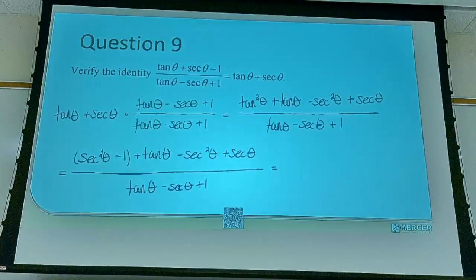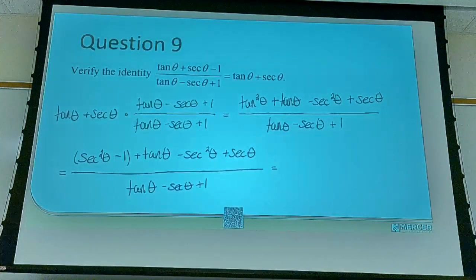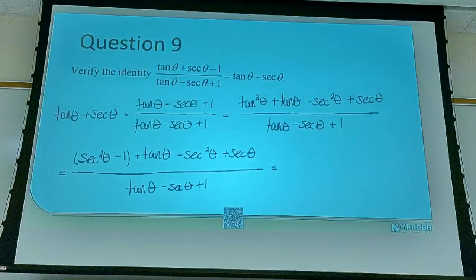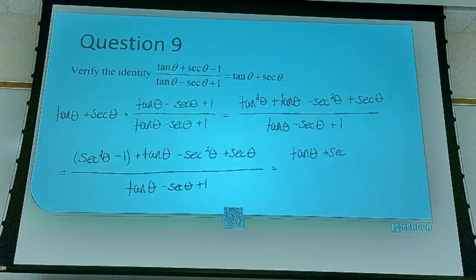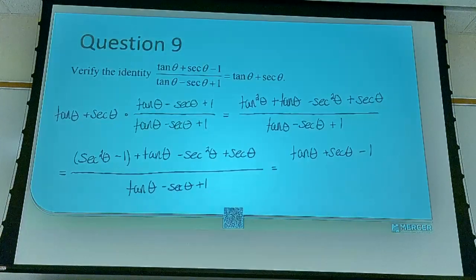Then we should see immediately that we're done, right? You get secant squared minus secant squared is 0. Then just rearrange your terms. We have tangent theta left over, plus secant theta left over, and that minus 1 left over in the numerator.